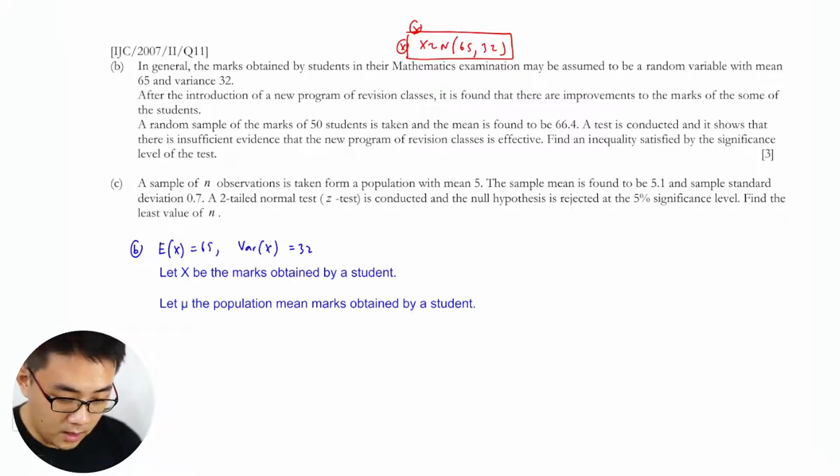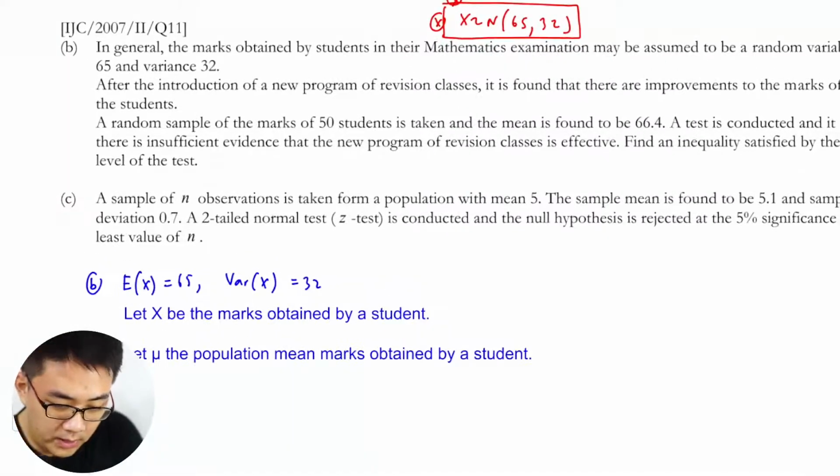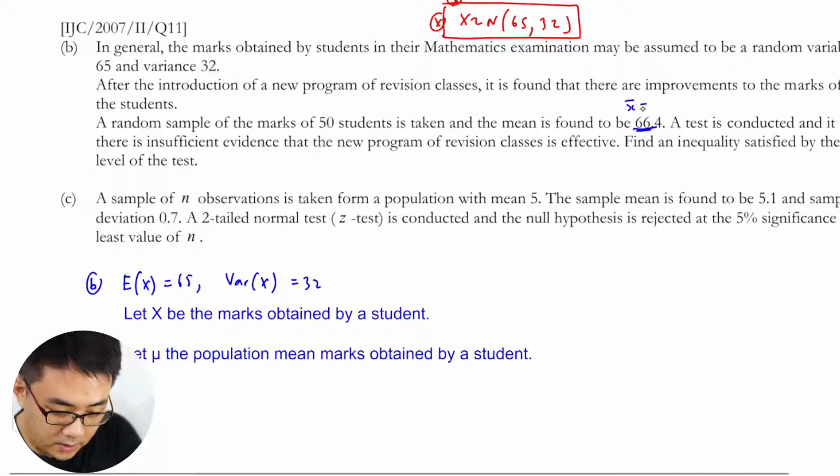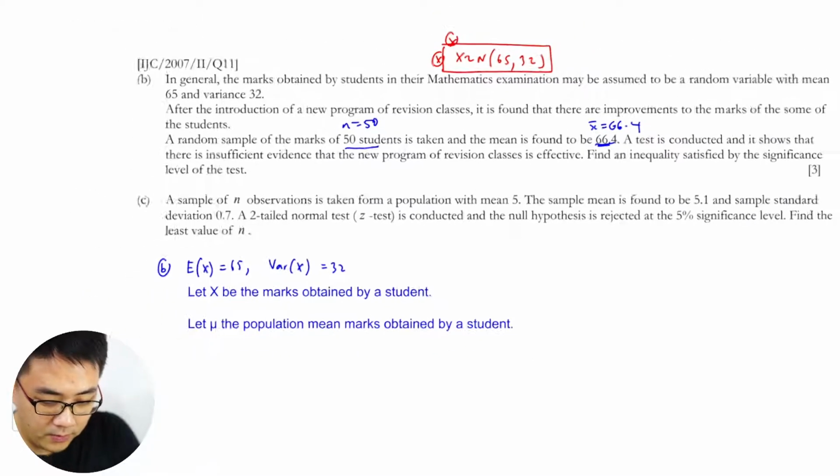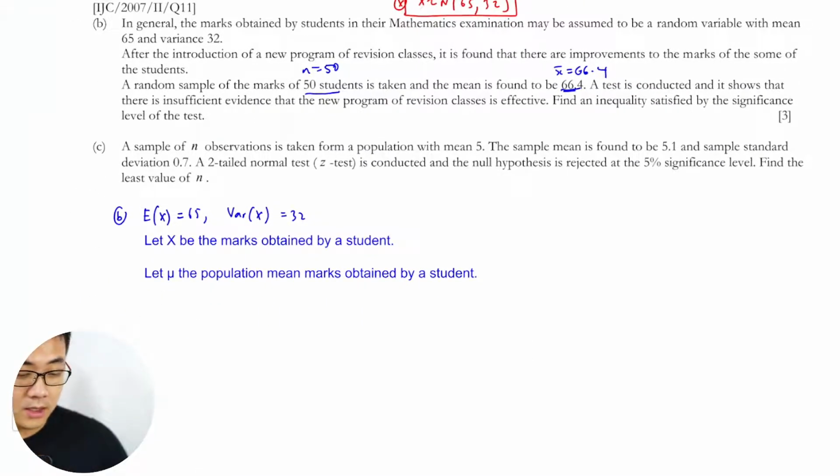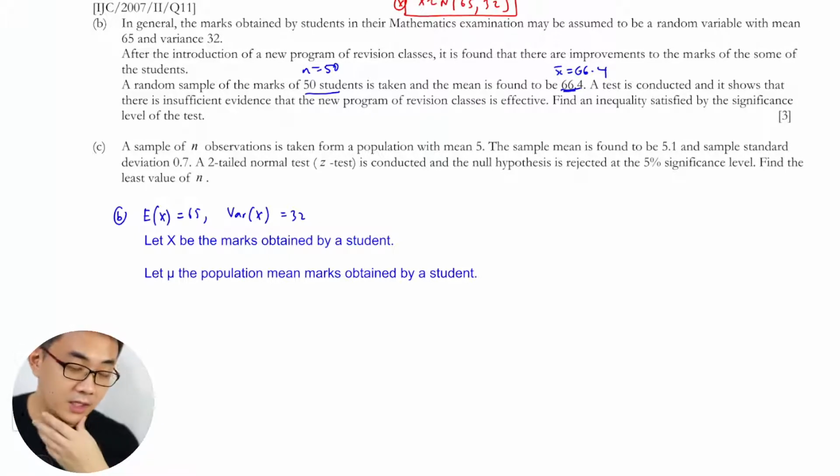The mean is found to be 66.4. Okay, so in other words, this is sample mean 66.4 and n is 50. Just write down everything. A test concluded that it shows that there's insufficient evidence that the new program of revision classes is effective.